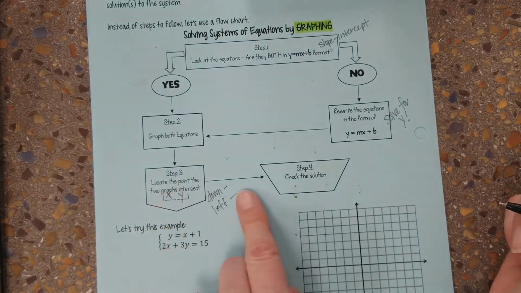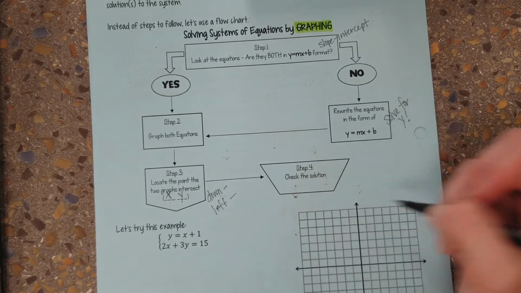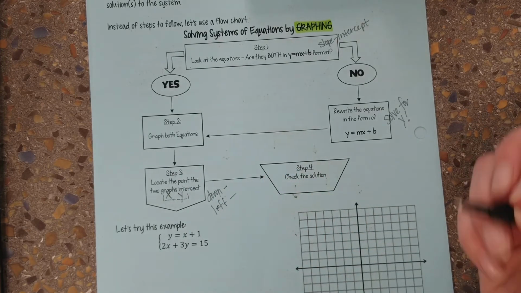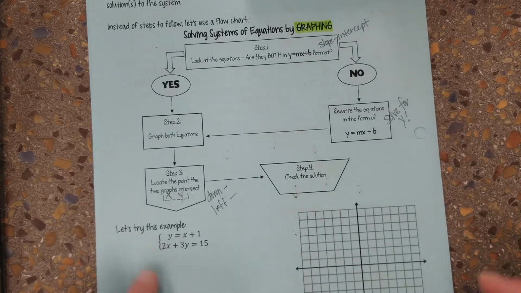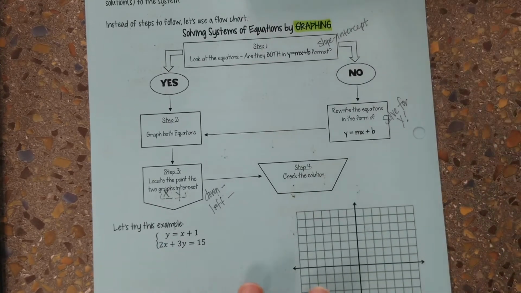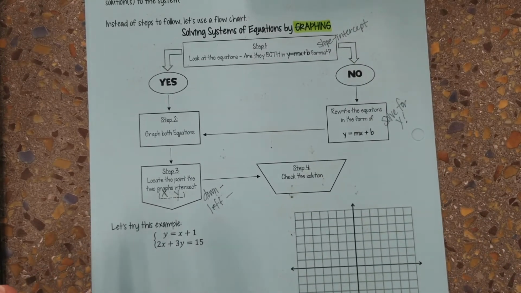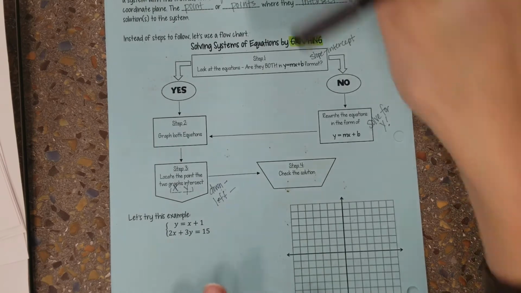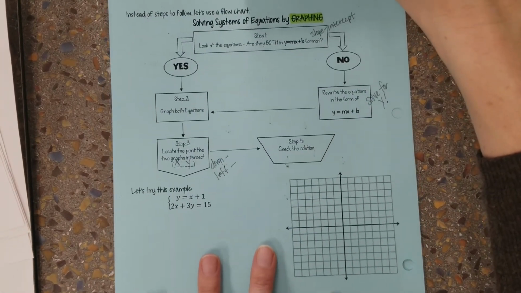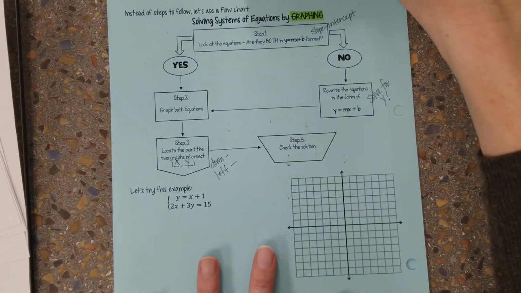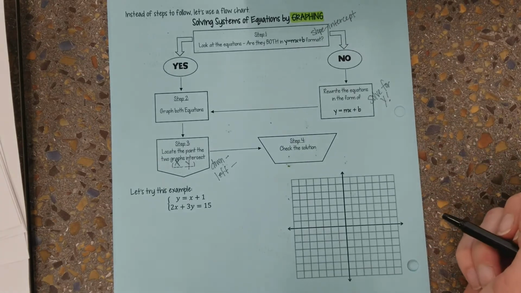Then once you're done with that, you're going to come over here and check your solution to make sure it matches and it fits. So we're going to try an example here. I'm going to try and do it all on this so that you can see the flow chart and what I'm doing. I might just zoom out a little, so it might have gotten a little tiny, but hopefully you can see.